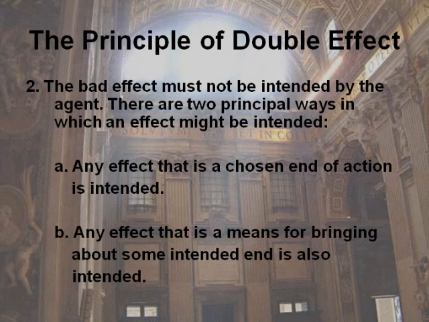But the other way we can intend an action is if we intend the bad effects as a means for bringing about an action. As I've written here, any effect that is a means for bringing about some intended end is also intended. So let's say that my intended goal is to get a piece of pie. Now, the piece of pie itself may not be a wrong action. But let's say that in order for me to get this piece of pie, I'm going to rob a store. Well, my robbing of a store may be a wrong action.